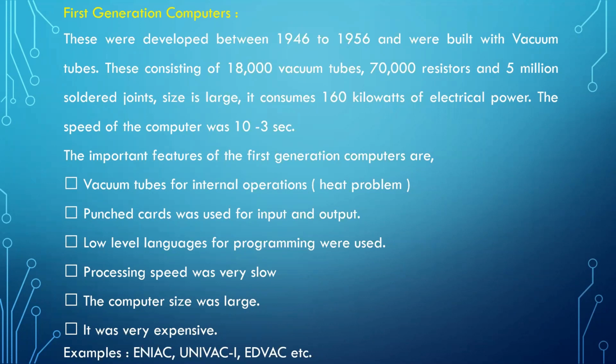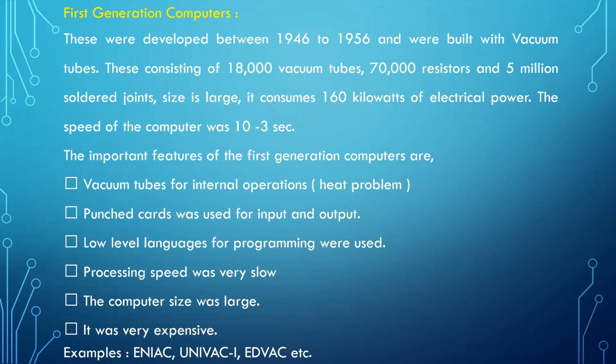That is why we are saying that that is our first electronic computer. So from that year onwards, we have started the computer generations. The first generation was between 1946 to 1956, and these computers were built with one of the main components called vacuum tubes.